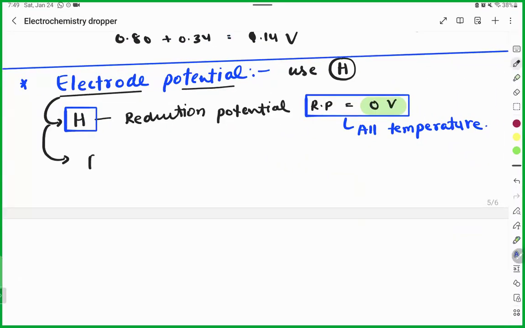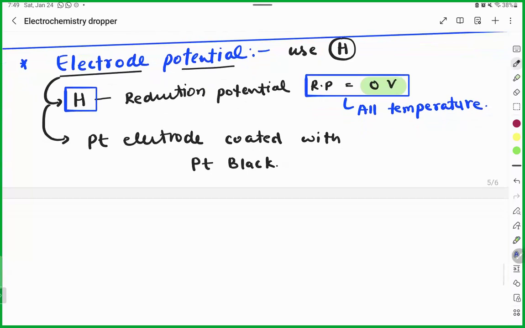So if you see here, you will use a platinum electrode, and this platinum electrode is coated with platinum black. So these kinds of things are asked in the board, not in NEET. Never asked. That is the maximum thing we can expect in NEET.